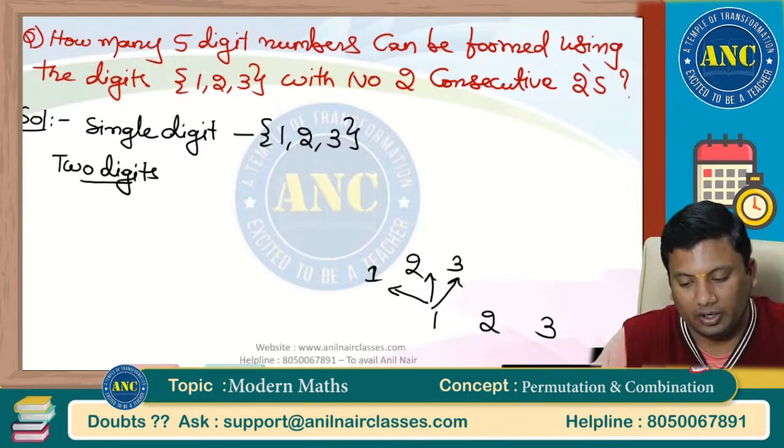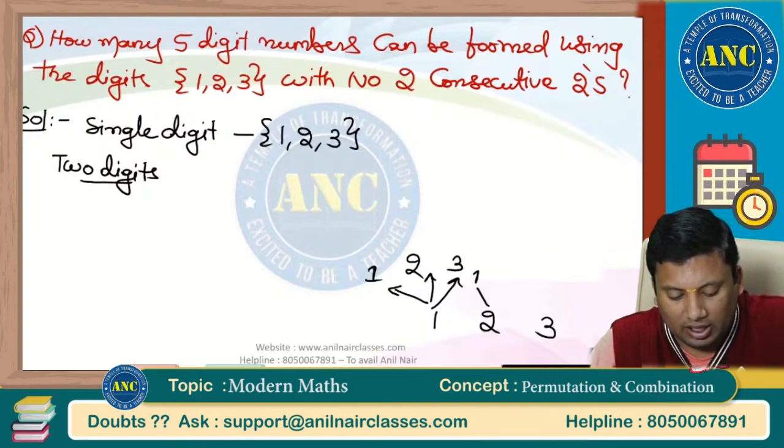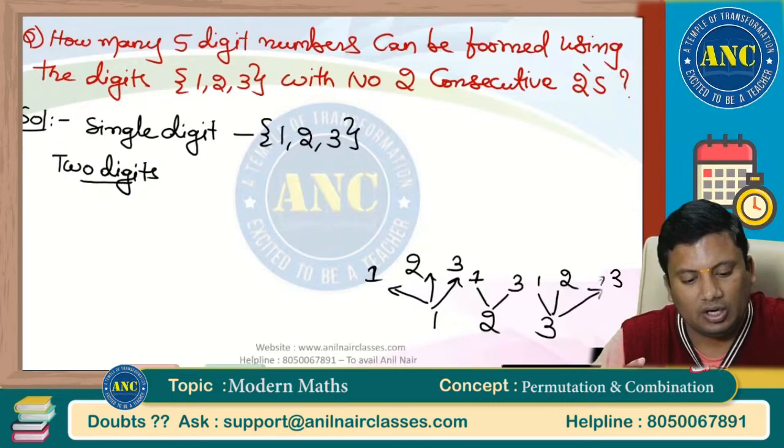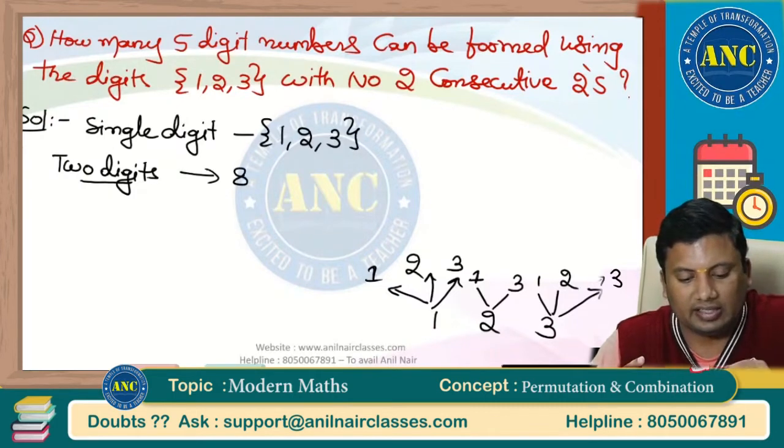Two consecutive 2s should not be there. This can also be 1, this can also be 3. This can also be 3, this can also be 1, this can also be 2. So how many ways we got? 1, 2, 3, 4, 5, 6, 7, 8. For 2 digits, totally 8 cases we got.